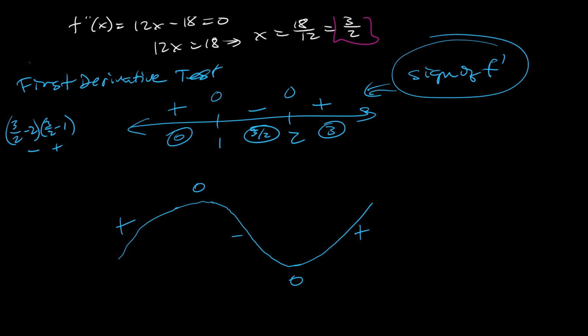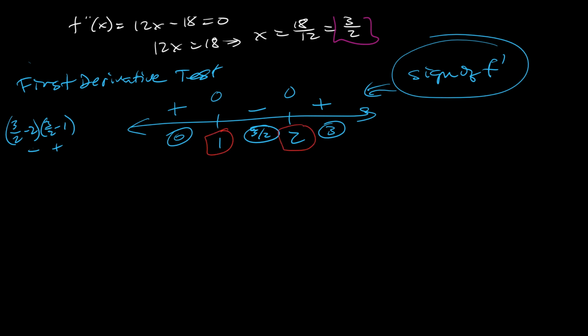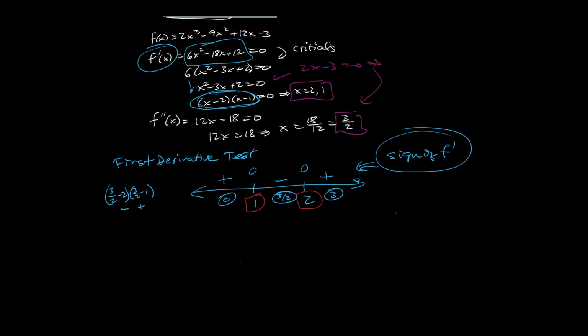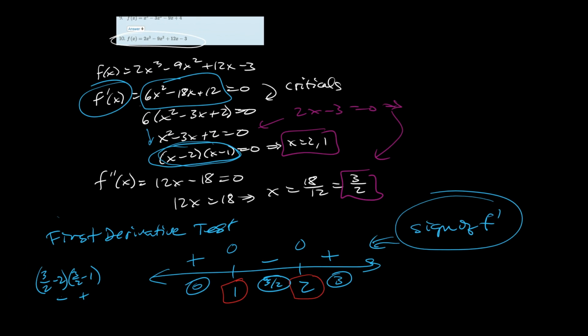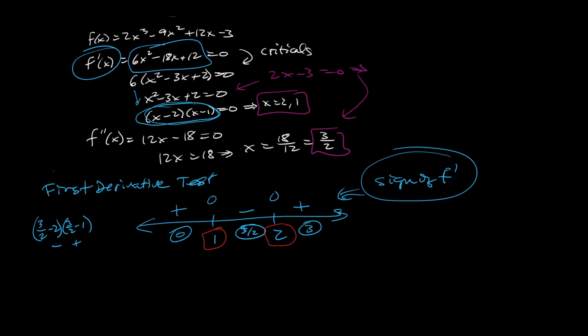I don't know where these things are yet. I don't know where the x and y axis are. I can find out right now though. So why don't we check that out? So now what I want to do is plug in the critical numbers, these two, into the function itself and see what I get. So the function was 2x cubed minus 9x squared.